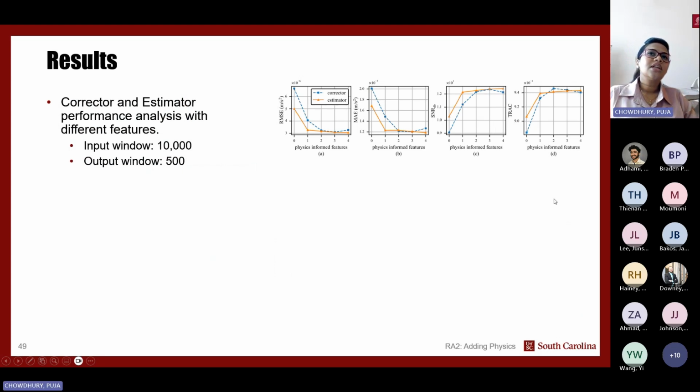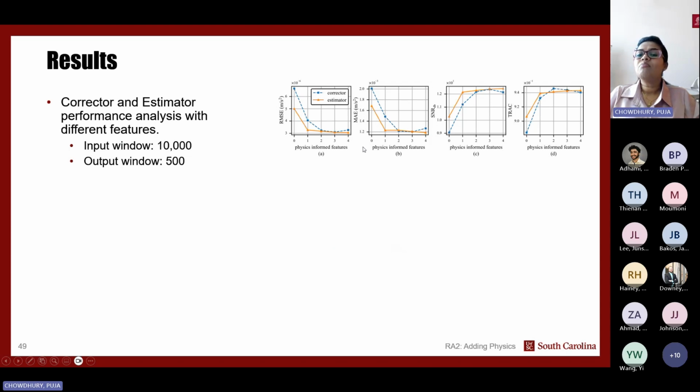Now, from the result analysis, we can also look at the corrector and estimator performance, though our main model is the estimator. We can see in this plot the corrector, which acts like the assistive model, and the estimator, which is a lightweight model. In both cases, we can see that when we increase the physics informed features, it performs well.